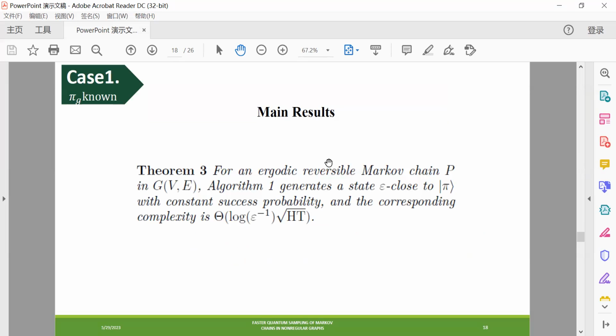And now we consider our main results. Case 1, when pi_g is known, we have this result. That is, for any reversible Markov chain, we can get a state close to pi with constant success probability, and the corresponding complexity is this.